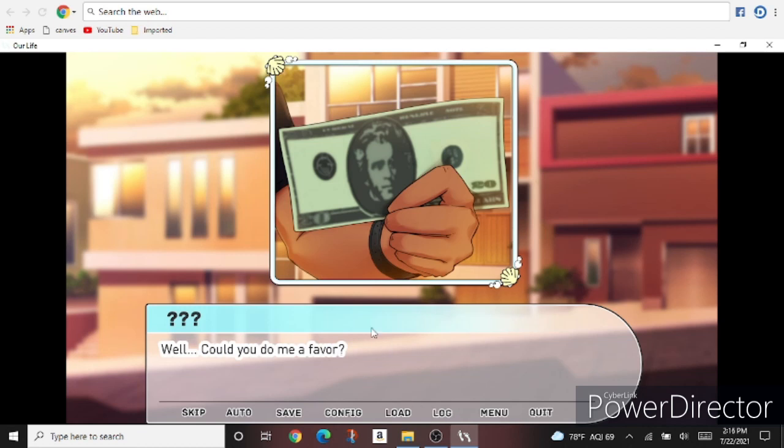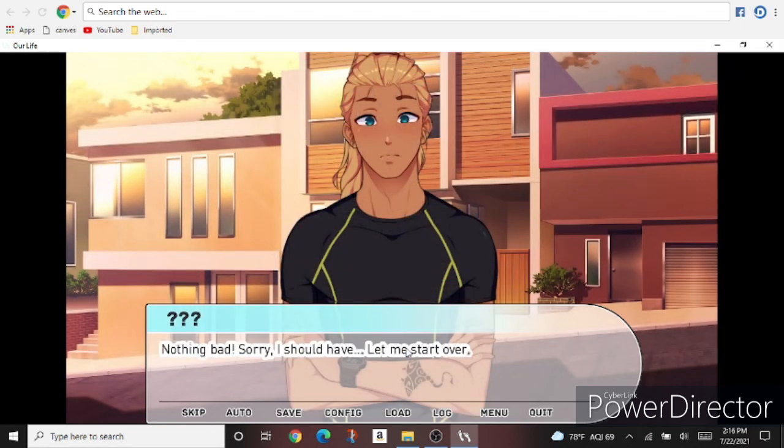"Well, could you do me a favor?" "No! I don't have a whistle. We can't be a whistleblower." "Nothing bad, sorry, let me start over." He cleared his throat and stood up straighter. From where you're standing, it just made him look creepier.